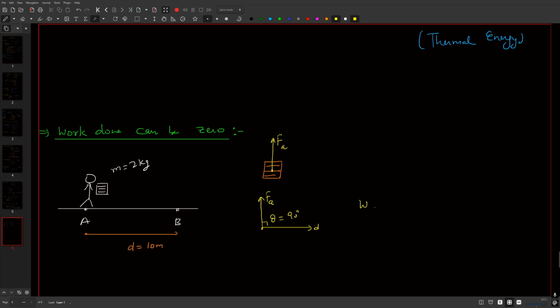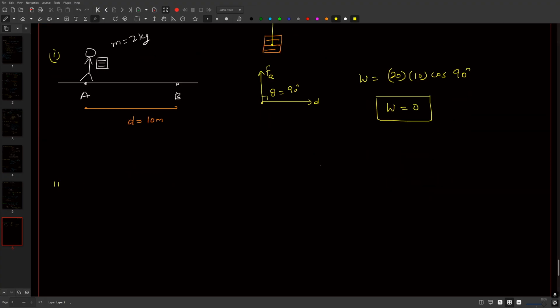So in this case, the work done, if you notice that, since mass is 2 kg, the force applied is going to be 20 newtons and displacement is 10. So this is 20, 10, but the theta is 90 degrees. So work done is 0. That is one case where work done can be 0.